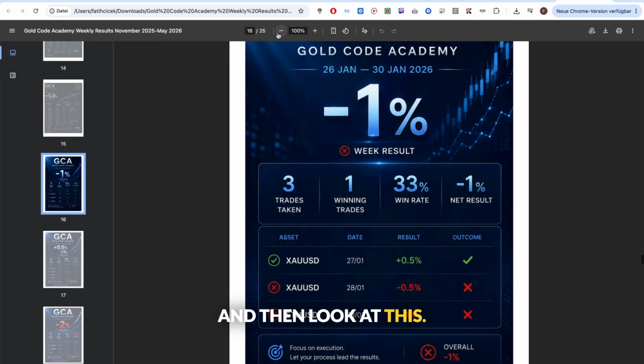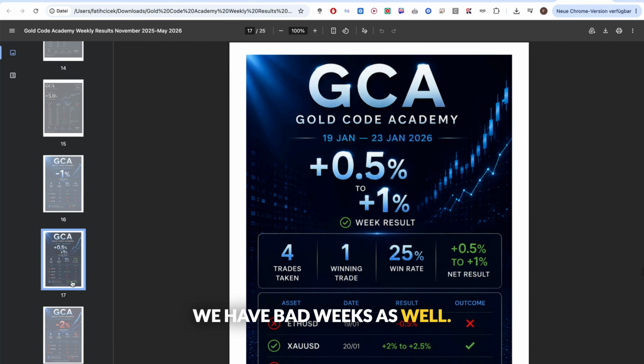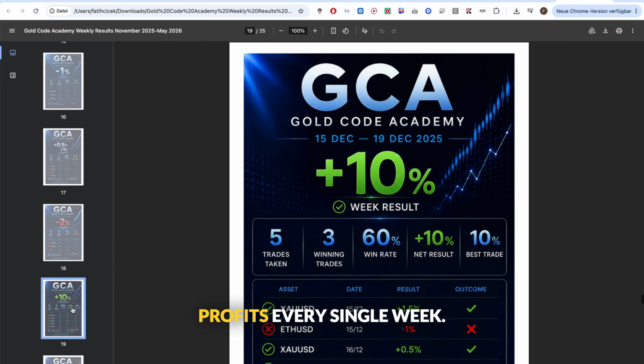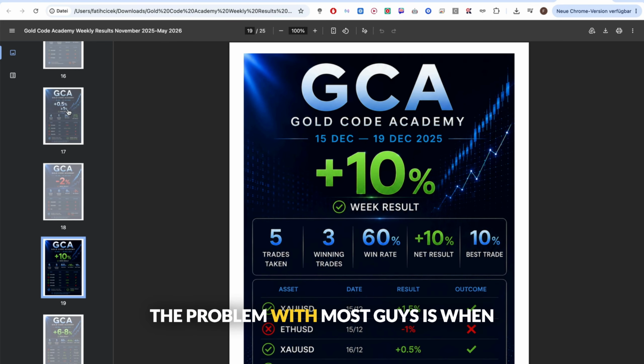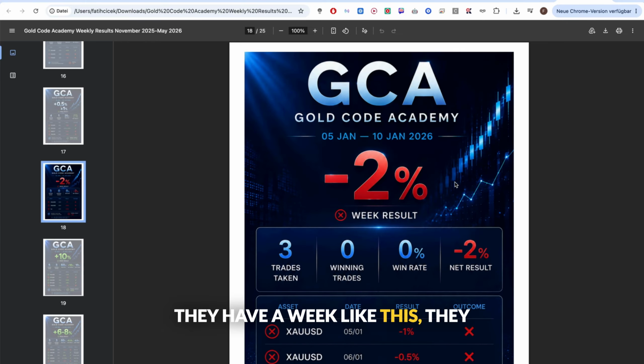And then look at this. We have bad weeks as well. It's not that we hit profits every single week. The problem with most guys is when they have a week like this, they get into revenge trading and they want to make their money back, and then they lose their patience and then they blow their accounts.